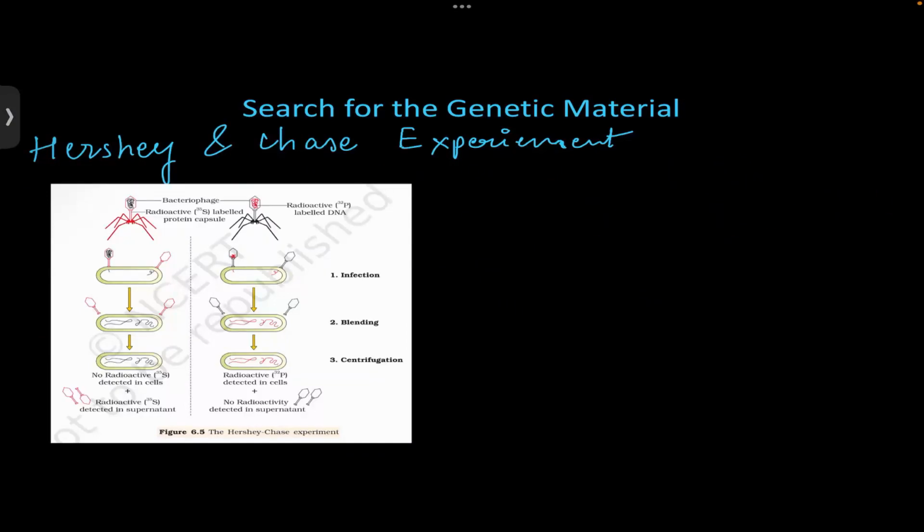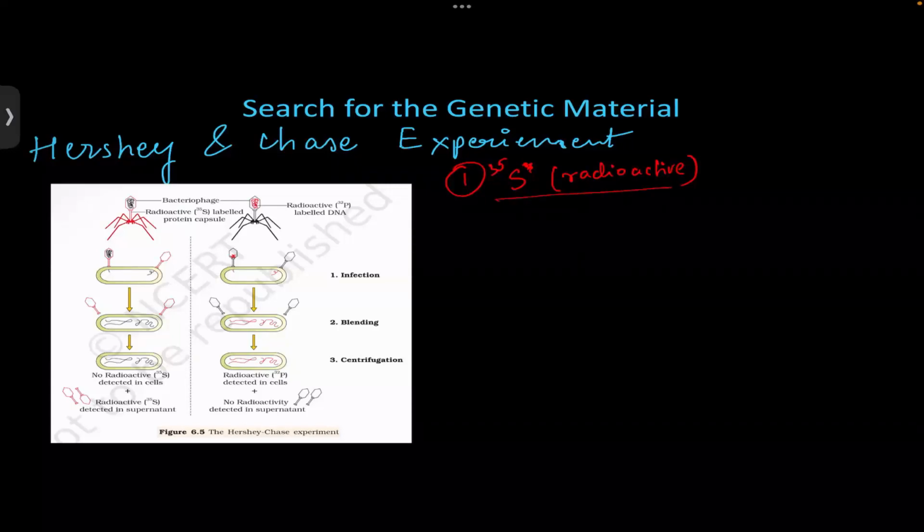This figure, taken from your book, explains Hershey and Chase's experiment. They took bacteriophages. One group of bacteriophages was grown in a media containing radioactive S35, radioactive sulfur.